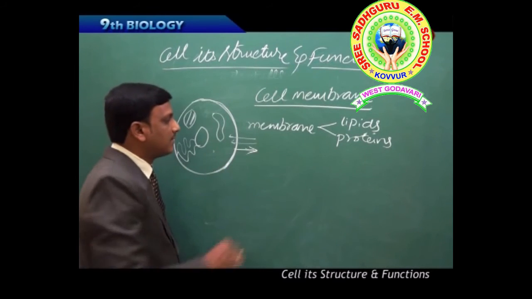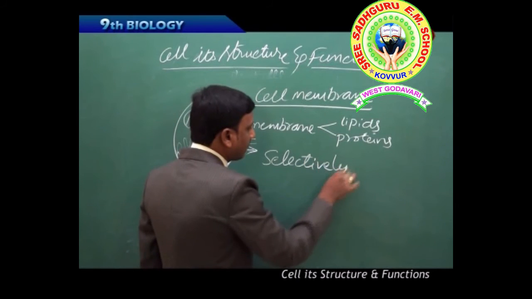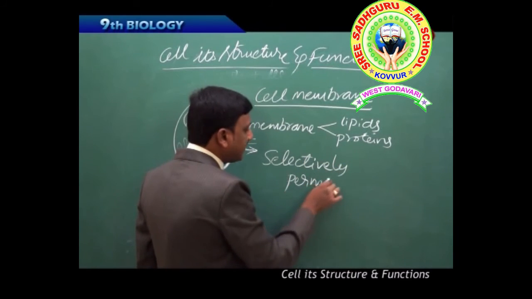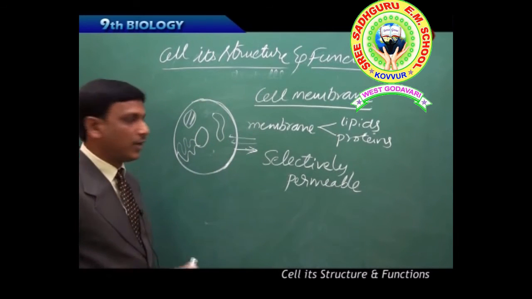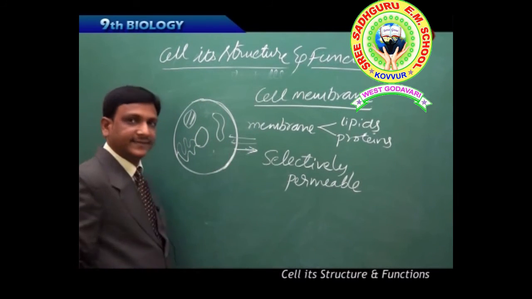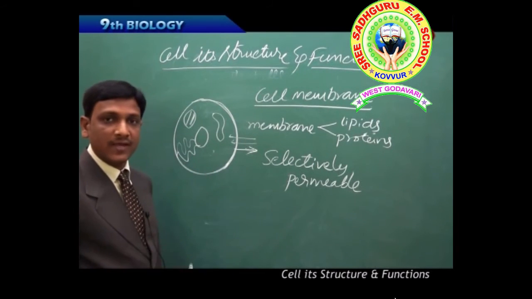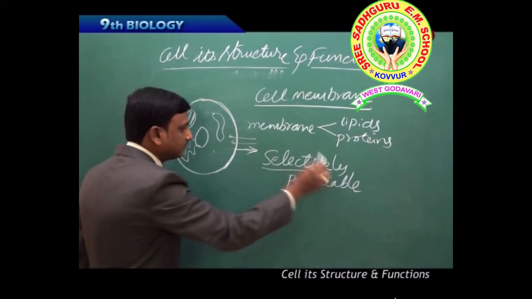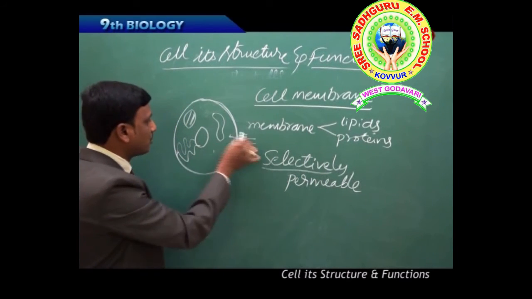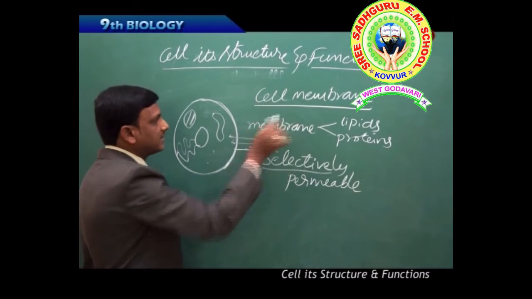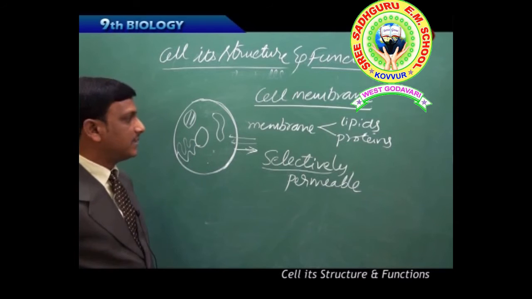So this nature of the cell membrane is called selectively permeable. What does it mean? It is not allowing all the components to get inside. It is not allowing the whole water or ions into the cell. It is allowing them selectively. Only the selected or permitted materials are allowed to enter into the cell by this cell membrane. So this nature is called selective permeability.